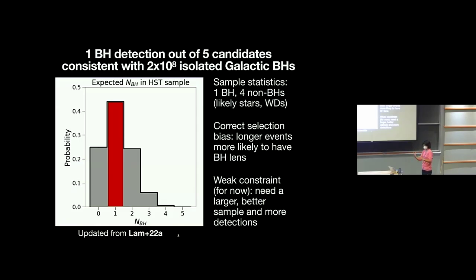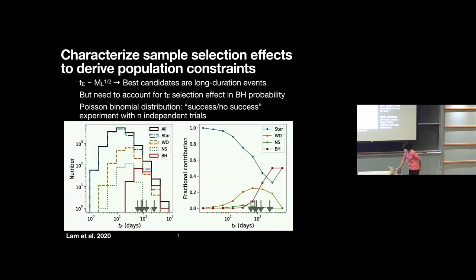We'll do much better. Also, part of it is because these 5 candidates, most of them were actually not very constraining. If I show this plot again, you'll see a lot of these objects have long timescales compared to the typical timescale of 20 days.